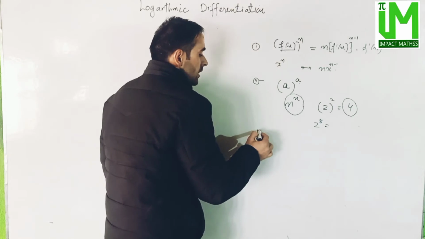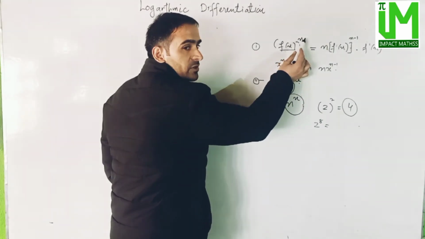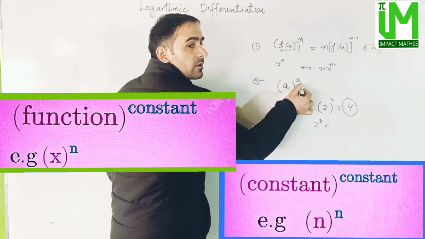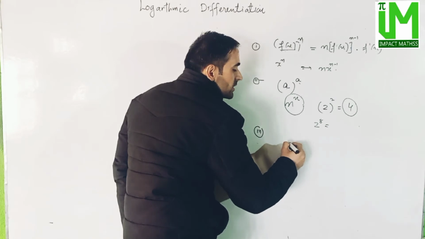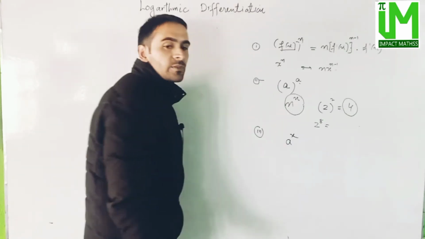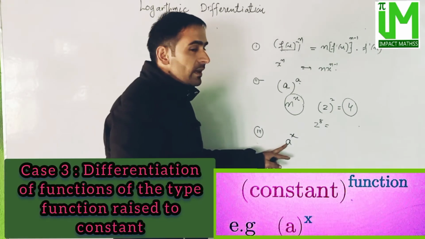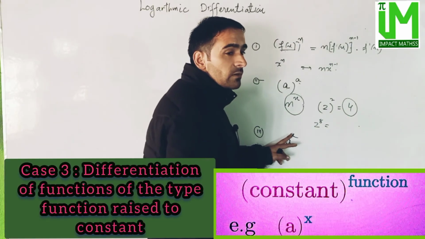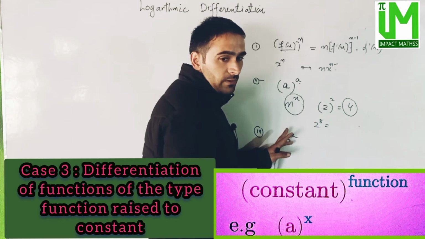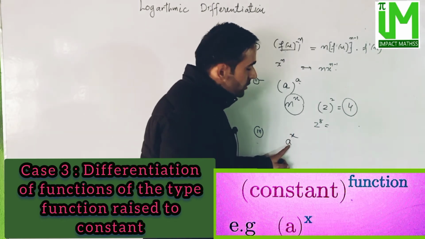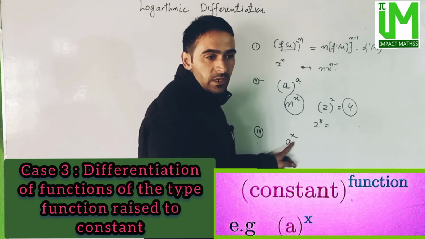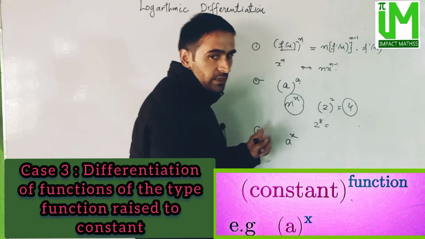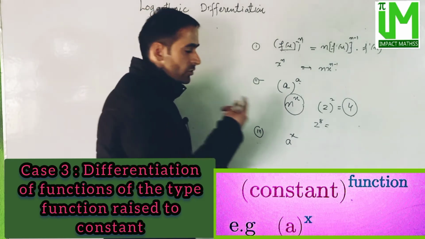The third case is when we have, besides a function raised to a constant power and a constant raised to a constant power, the alternate case: suppose a raised to power x. What is a raised to power x? Here a is a constant raised to a power which is a variable. This function is called the exponential function with base a. A has to be greater than 1.